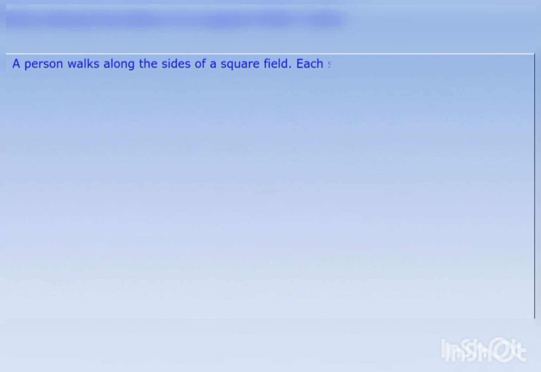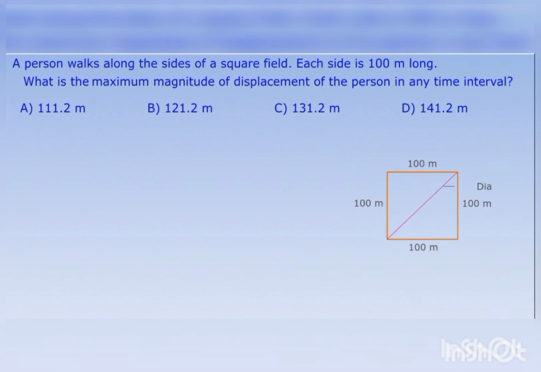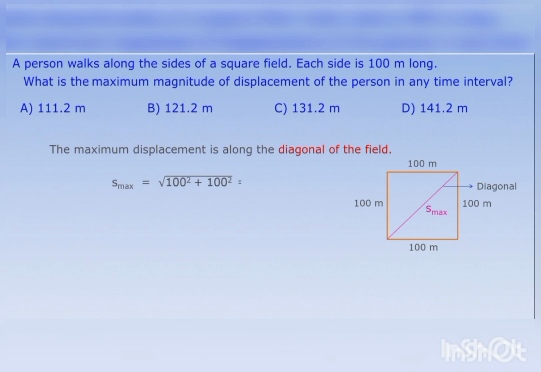Next question is, a person walks along the sides of a square field. Each side is 100 meter long. What is the maximum magnitude of displacement of the person in any time interval? In a square, we know all sides are equal and displacement is the shortest distance between any two points. So the maximum displacement is along the diagonal of the field. S max is equal to, applying Pythagoras theorem, root of 100 square plus 100 square, which is equal to 100 root 2, and put the value of root 2 is equal to 1.414.